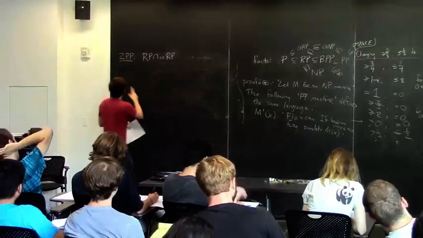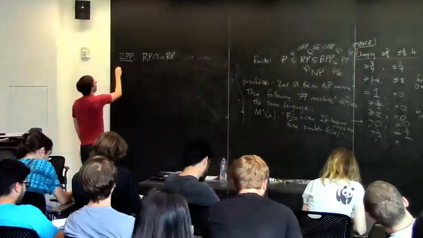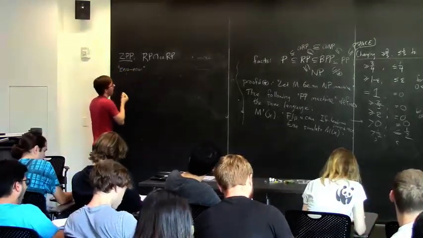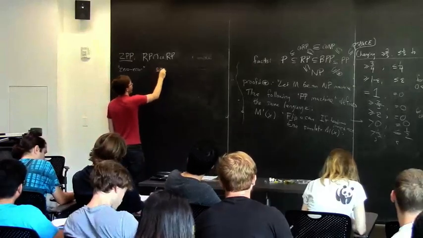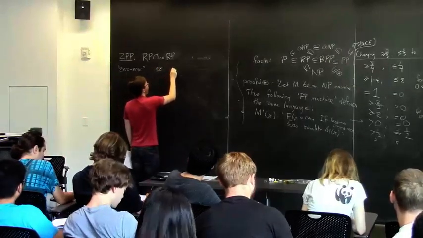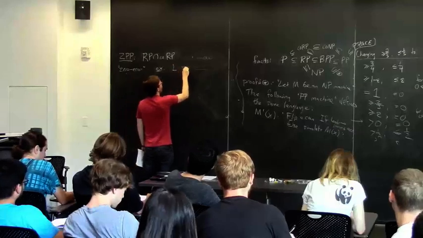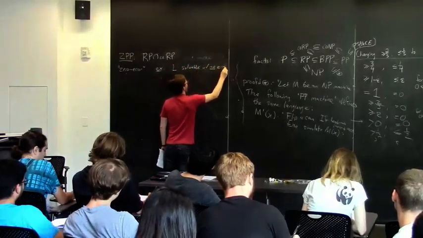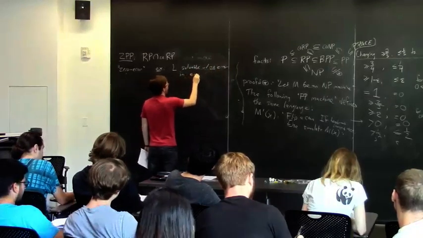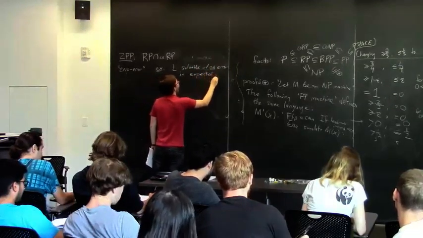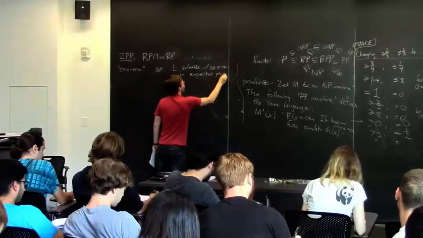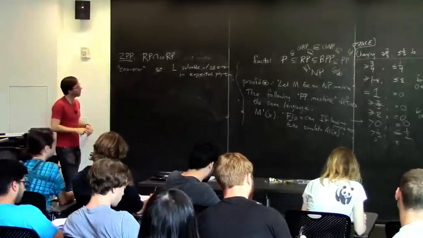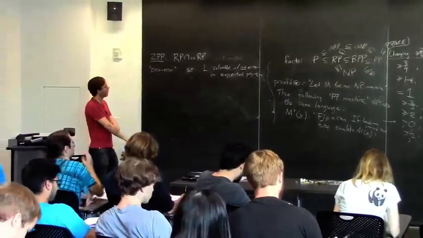The Z stands for zero error. Because you can take this as an exercise, it's also equivalent to languages L solvable with no error, like literally no mistakes at all, in expected polynomial time. Actually, let me just say in words why that is, because it might clarify a few things.